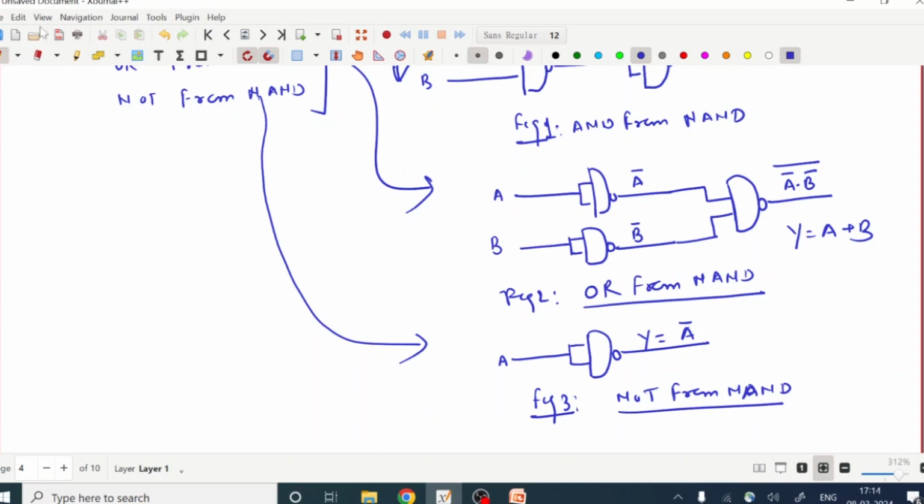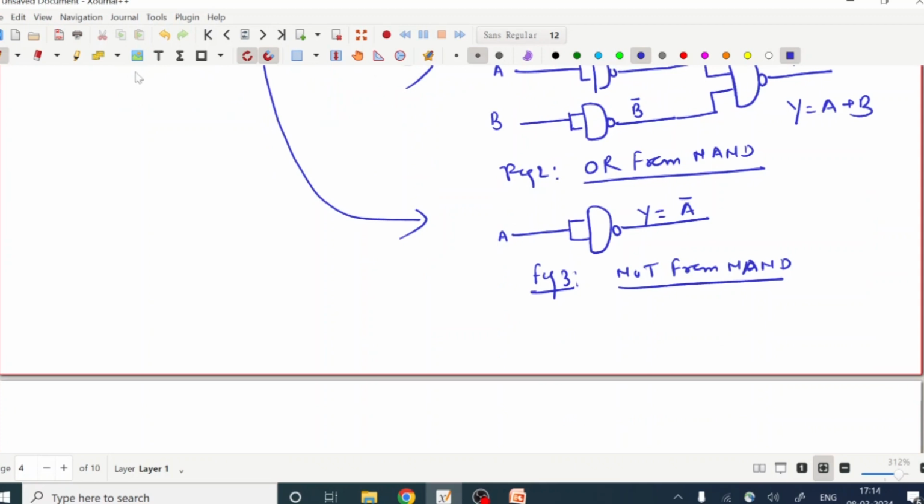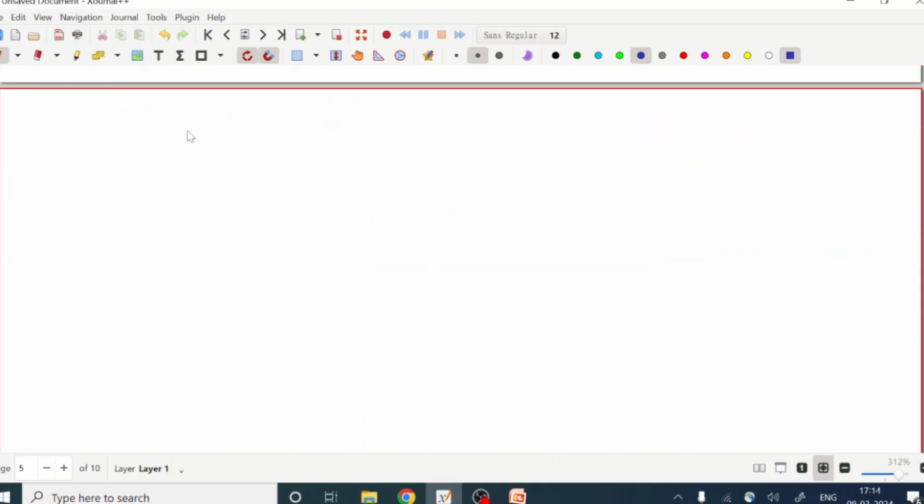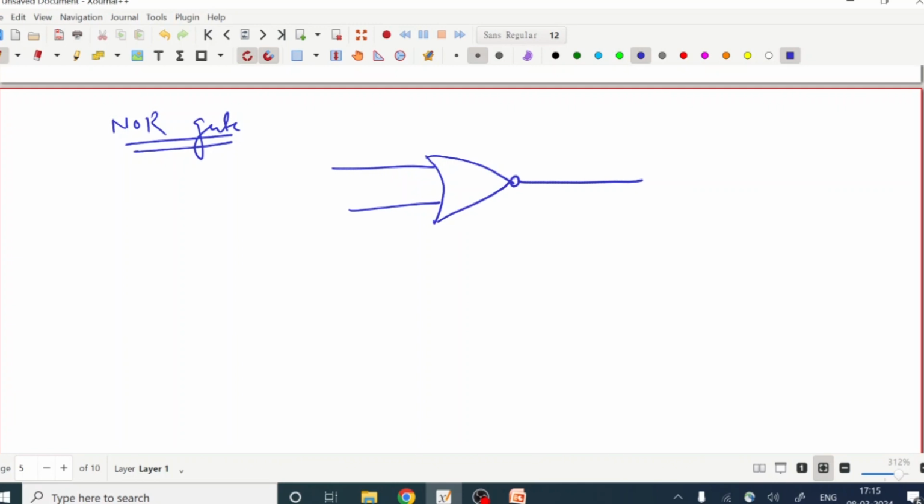Similarly, another universal logic gate is the NOR gate. This provides a complemented form of OR, just like a NAND gate provides a complemented form of AND gate. There are two inputs generally, and the logic symbol of the NOR gate is OR plus NOT. This represents a NOR gate.